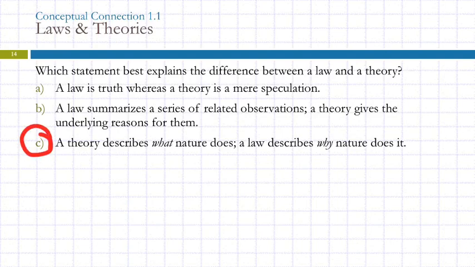Everybody's going to be shy. It's C. No, it isn't. It's B. This one's appealing because if we switched what and why, it would be correct, right? A theory describes why nature does what it does. A law describes what. So there will be multiple choice questions on my exams. And there are some things that I'll try to trick you with. And so you got to read those questions carefully. Any questions?